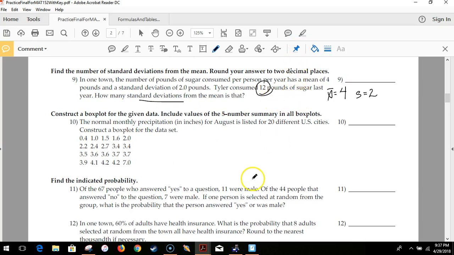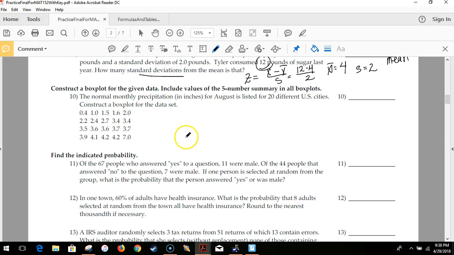Well, you could do it the same way as before, or you can remember that your z-score is x minus x bar divided by s. Tyler had 12, that's x. The mean is 4. Divide by 2, so 12 minus 4 is 8, and 8 divided by 2 is 4. So he is 4 standard deviations from the mean, and he's actually going to be above because it's a positive 4. If it was a negative, then he'd be below.